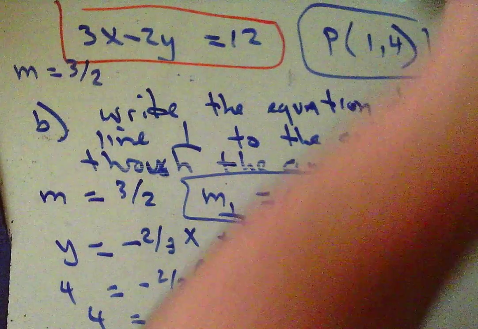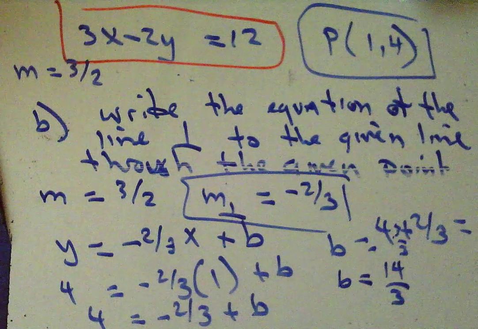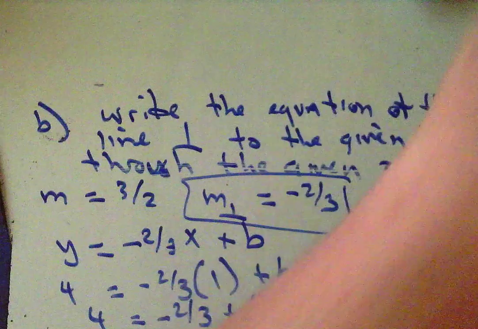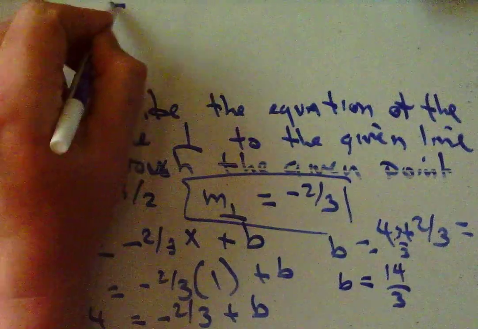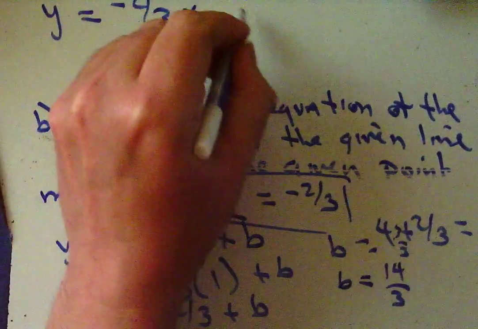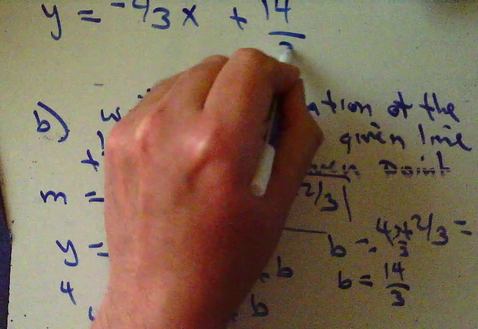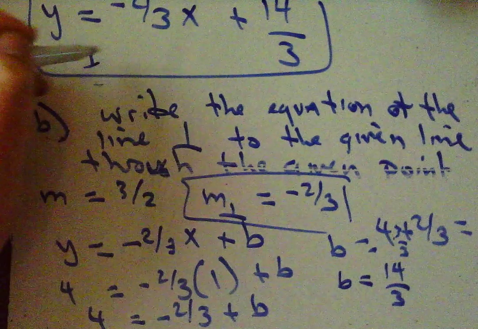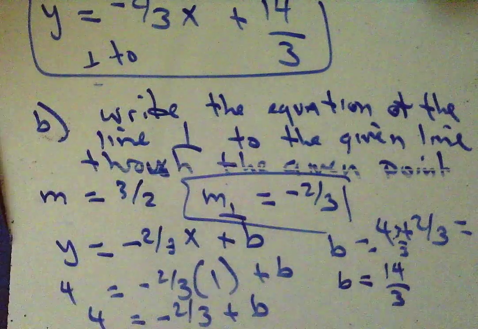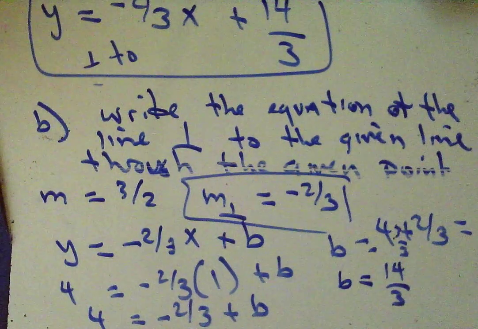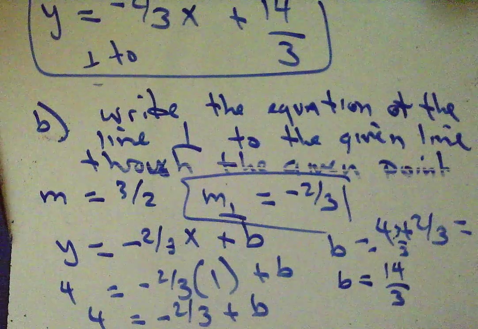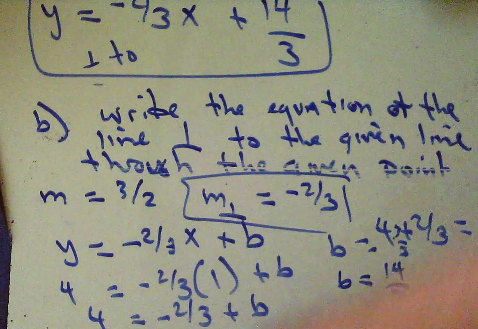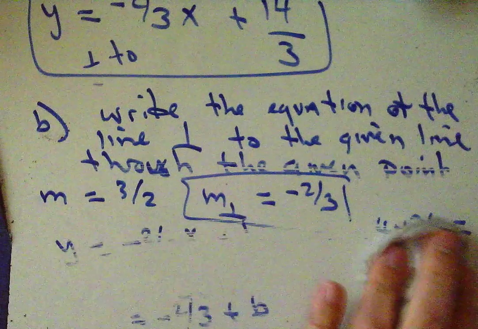Okay, so then the equation of my line, which has a slope of negative 2/3, y equals negative 2/3 x plus 14/3. There's the equation of the line perpendicular to the given line passing through the point 1, 4. Okay, so I've done it. Now can you do it?